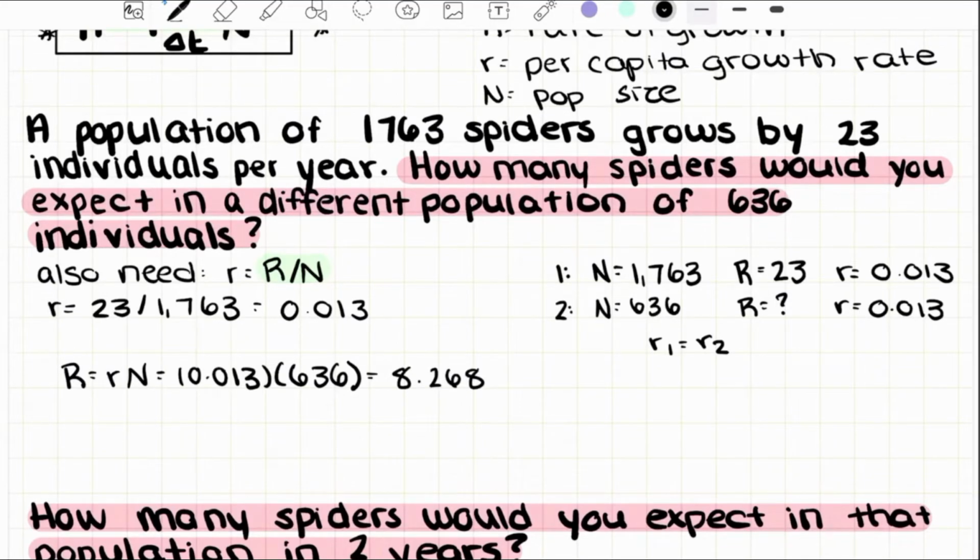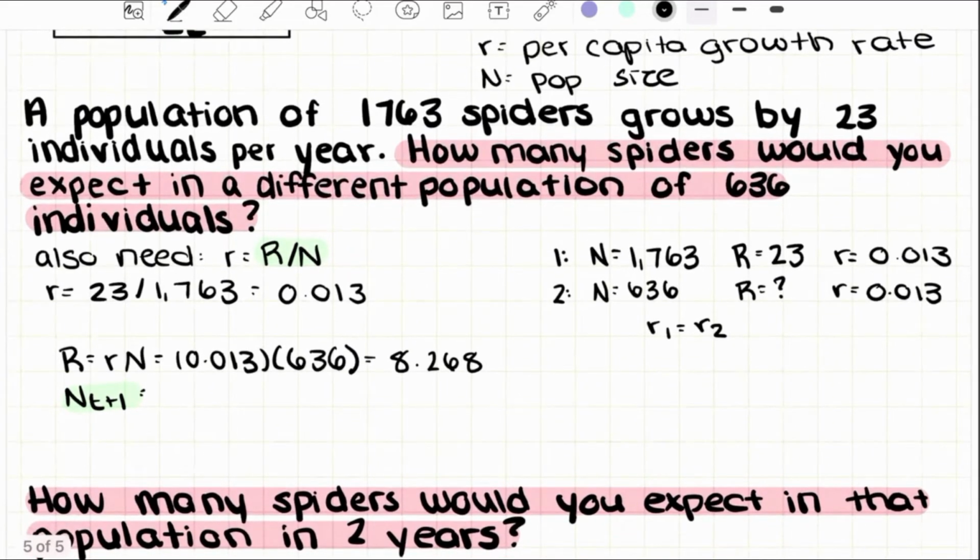And we're going to get 8.268. Now, this isn't where we stop. This is only big R. We want to find out what N t plus 1 is. N t plus 1 is basically saying we had the starting population of N, and we've moved forward 1 unit of time. And in this case, it's going to be 1 year, because we want to know what the population is going to be this next year.